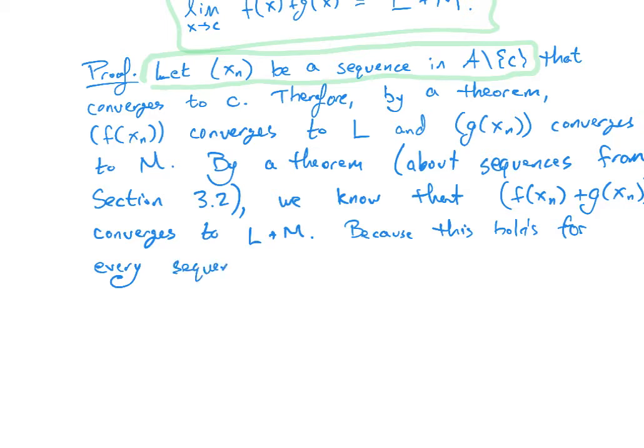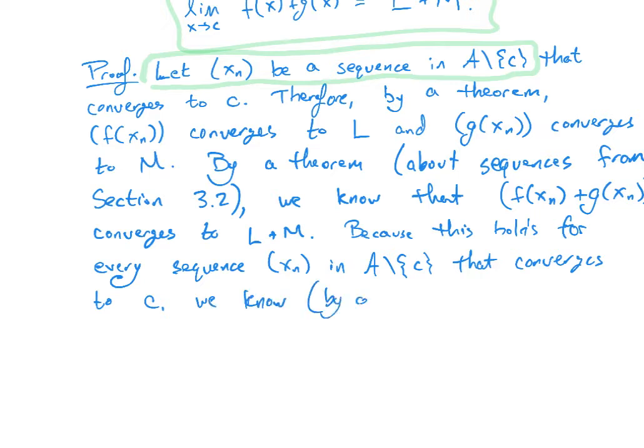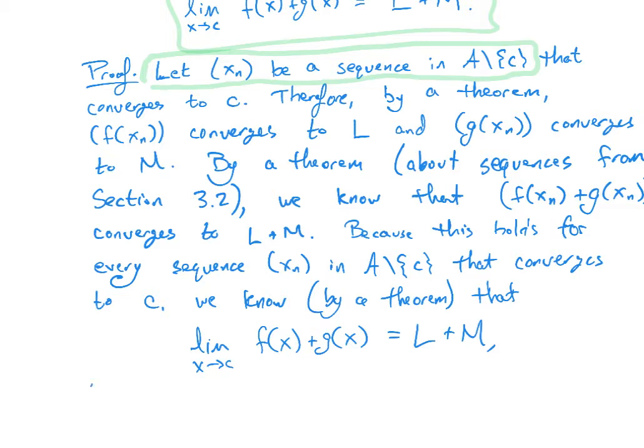sequence xn in A minus C that converges to C, we know, again, this is by a theorem, the theorem that we started with, that the limit of f plus g is L plus M. As desired.